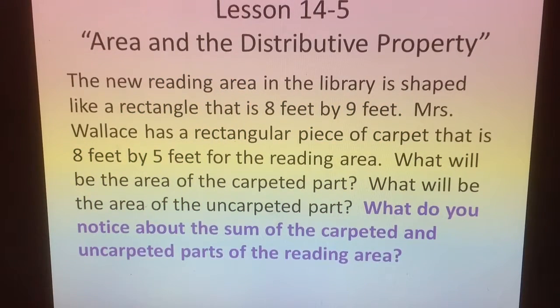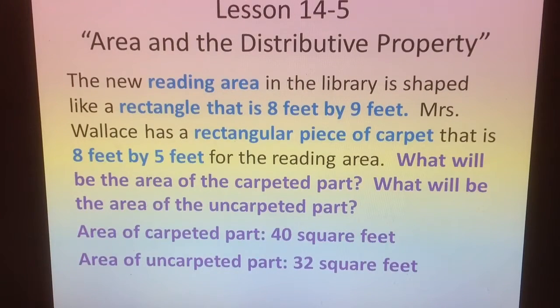What do you notice about the sum of the carpeted and uncarpeted parts of the reading area? In other words, going back to this slide, what do you notice about the numbers 40 plus 32? When I add these up, what do I get? 40 plus 32 is 72. And what is 8 times 9? It's also 72. We know that the sum of the carpeted part and the uncarpeted part add up to the total area of the reading area.